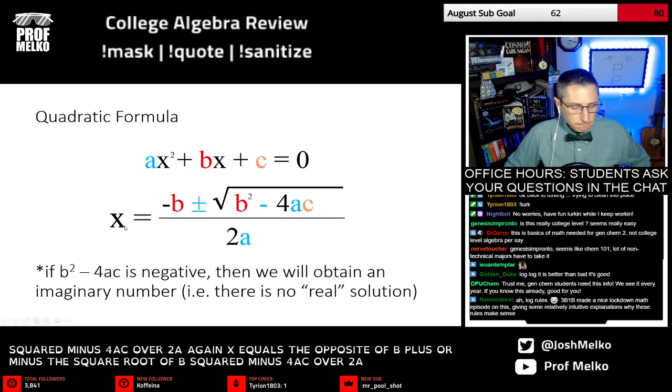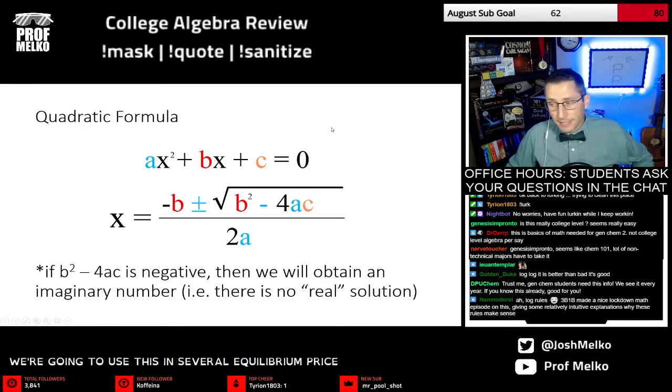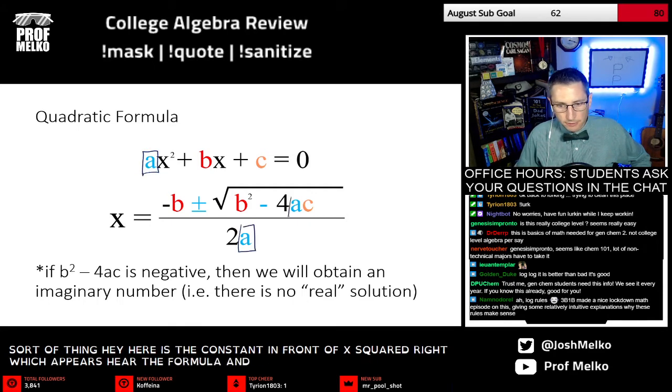Okay? Now, we're going to use this in several equilibrium problems, titrations, that sort of thing, right? A here is the constant in front of x squared, right? Which appears here in the formula, and here.